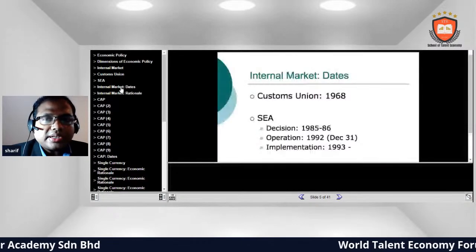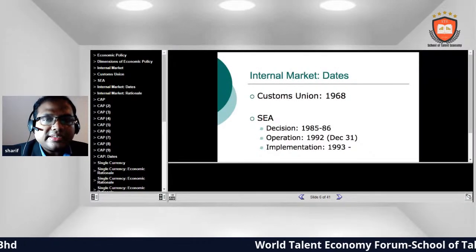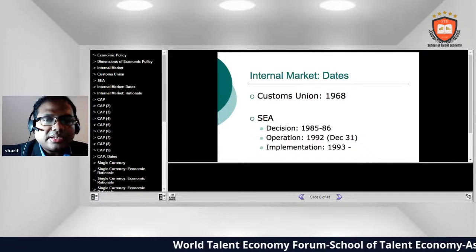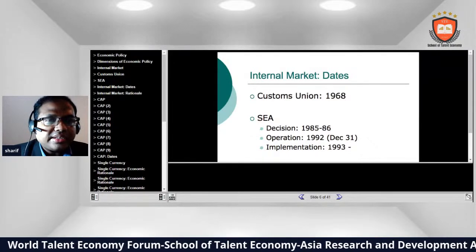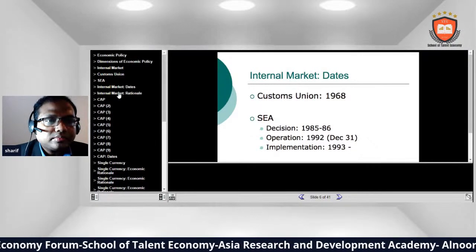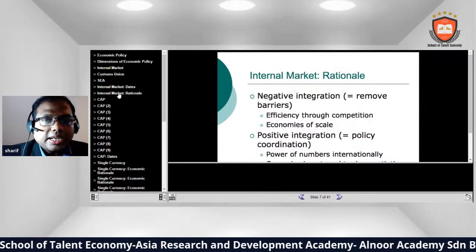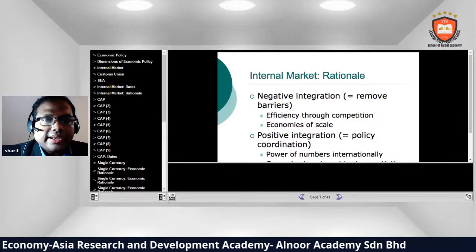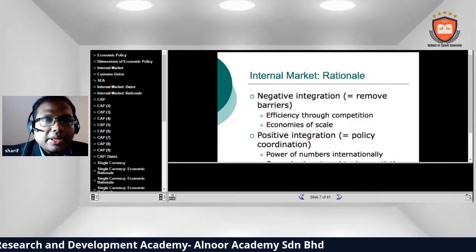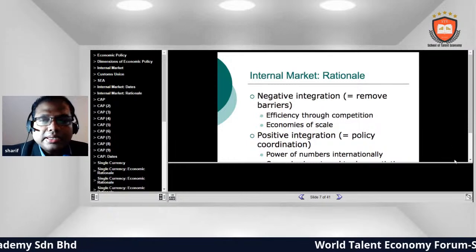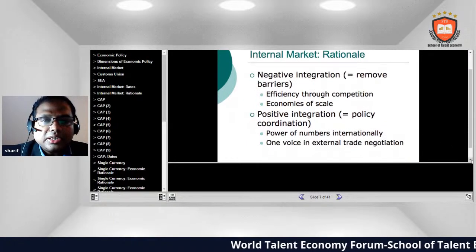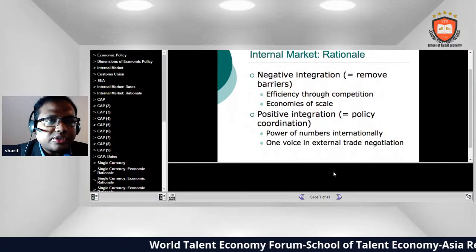What is the internal market's timeline? Customs union 1968, decision 1985 to 1986, operation 1995, implementation 1993. Internal market rationale: negative integration, like removing barriers, efficiency through competition and economies of scale. Positive integration: policy coordination, power of numbers internationally, one voice in external trade negotiation.